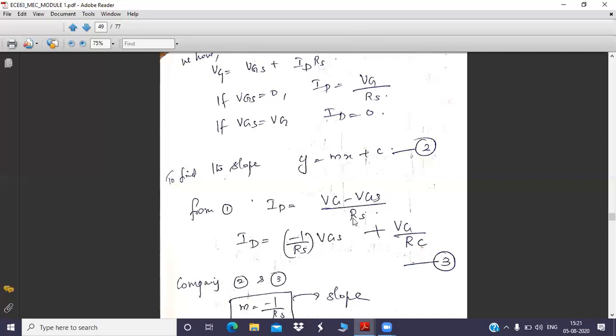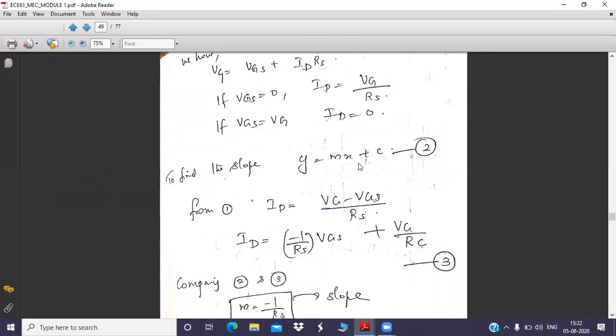Now what you will do is divide by Rs. I will be dividing separately because this is a common denominator now. So I'll take this Rs to VG, as well as to the VGS, so that now my equation becomes Id is equal to VG by Rs. This is not Rc, it is Rs. VG by Rs minus VGS by Rs, or minus 1 by Rs into VGS.